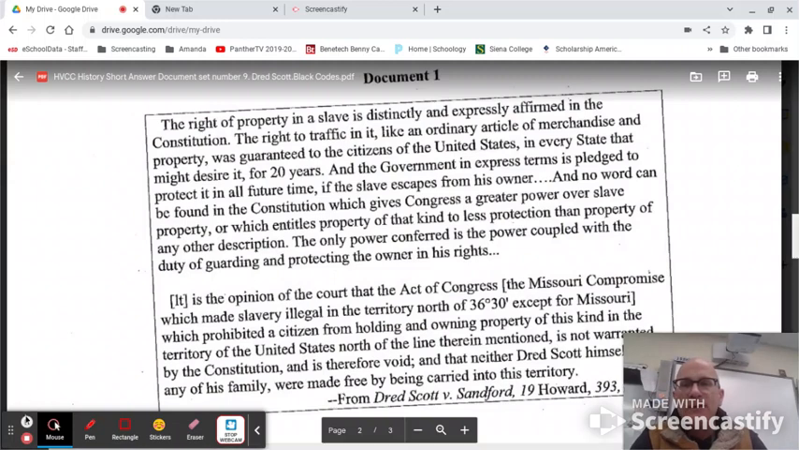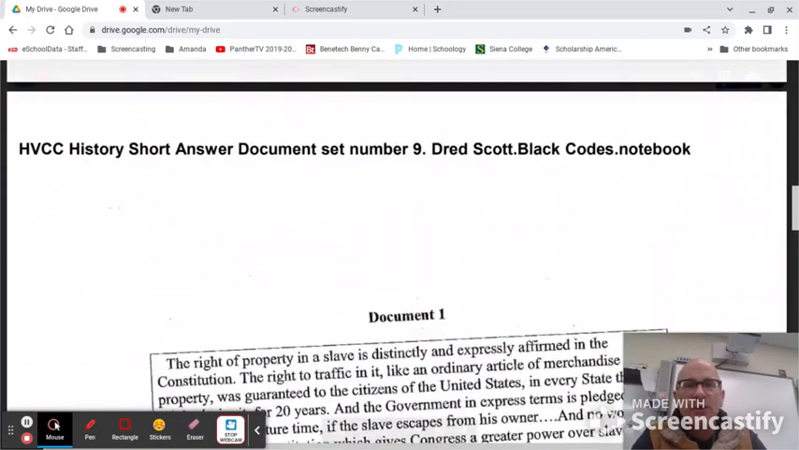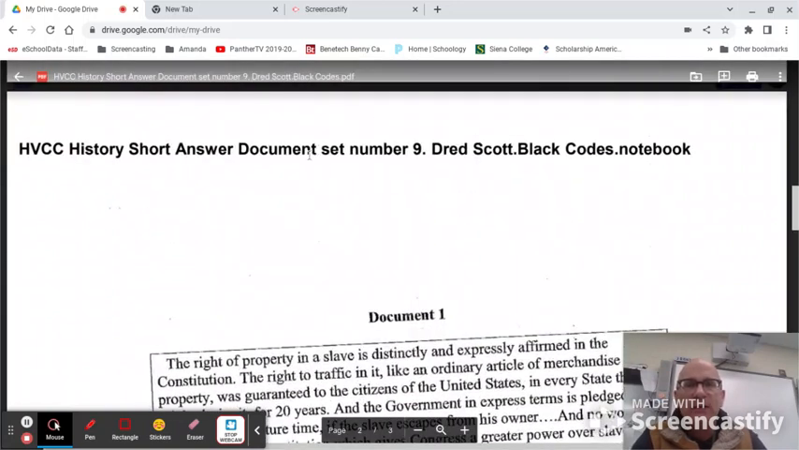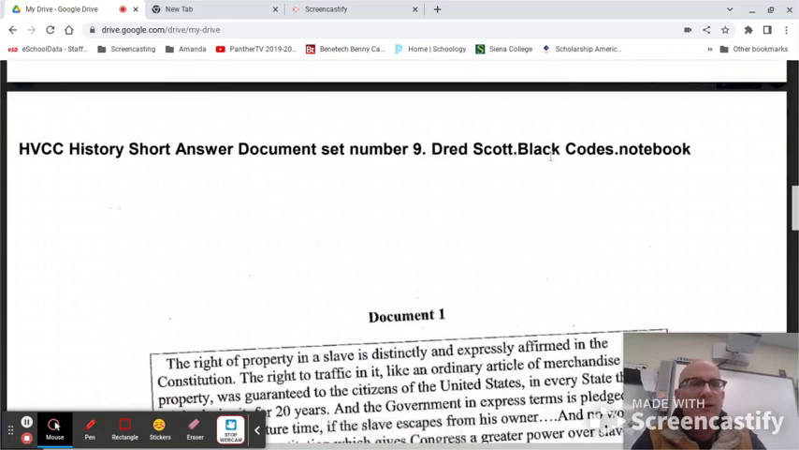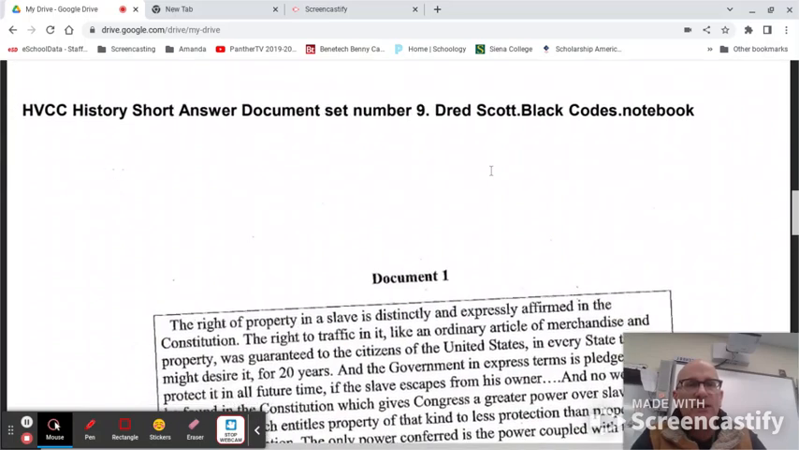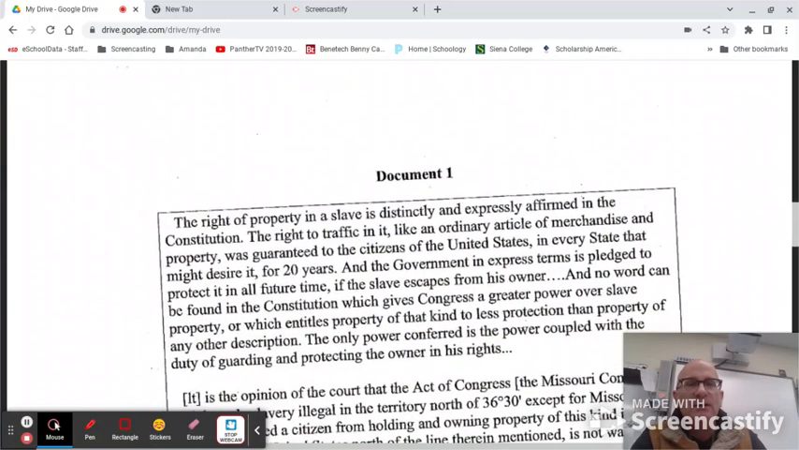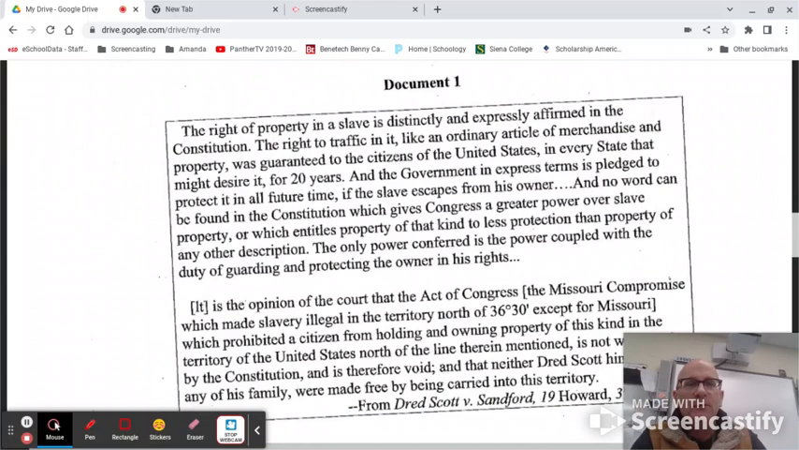Now that said, let's look at document 1 in this document set. If you look up at the top here, you can tell by what I saved this as on my computer, we're looking at documents related to Dred Scott and the Black Codes. We'll be talking about the Black Codes in the topic we're covering this week in class on Reconstruction. So Dred Scott and the Black Codes are the topics. Let's look at document 1.